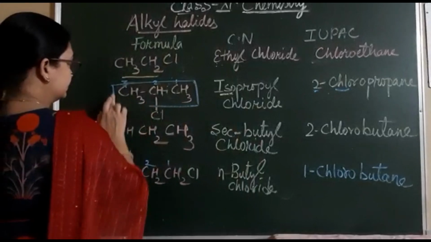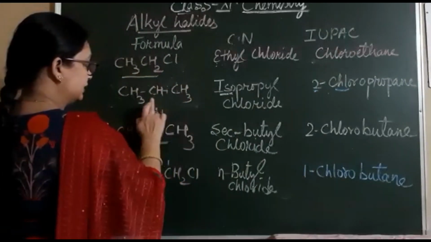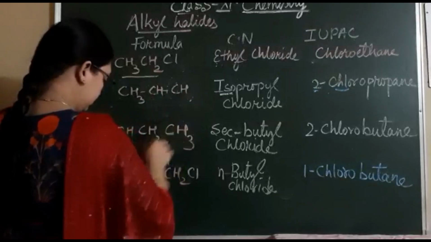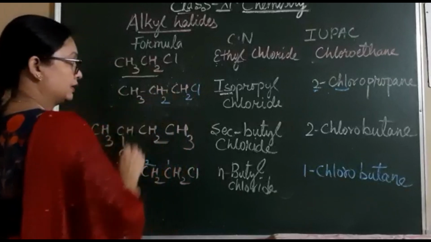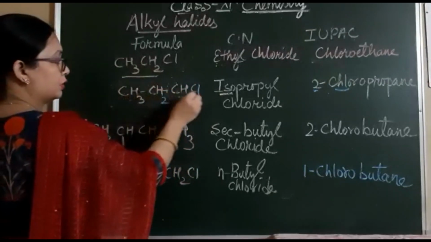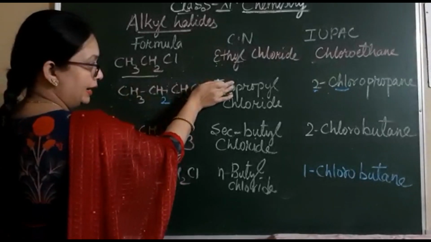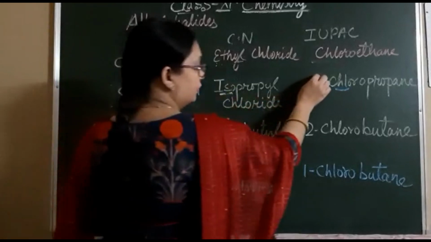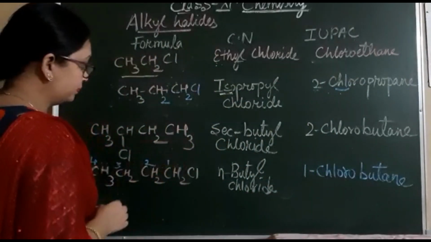Now the same compound, if the chlorine is attached to the first carbon atom, then what will you write? At that time you have to write propyl chloride. At that time you have to drop this iso. It will be propyl chloride, and here you have to write 1-chloropropane. Clear?